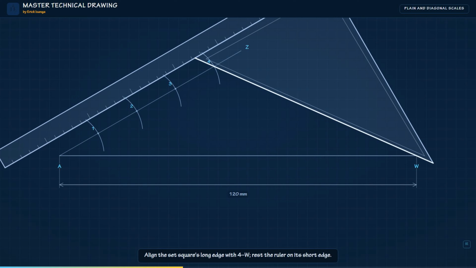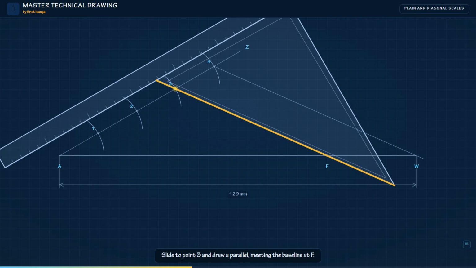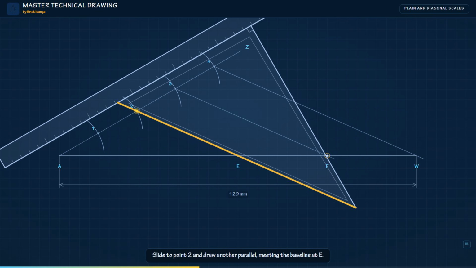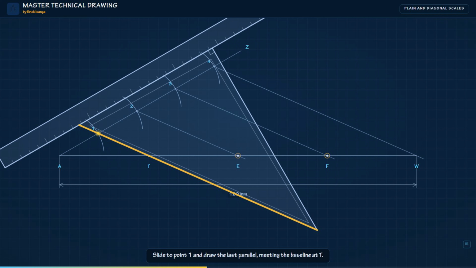Align the long edge of the set square with line 4 to W, and rest a ruler firmly against its shorter edge as a fixed guide. Slide the set square until its edge passes through point 3, and draw a parallel to 4 to W, meeting the baseline at F. Slide the set square to point 2, and draw another parallel, meeting the baseline at E. Finally, slide to point 1, and draw the last parallel, meeting the baseline at T.